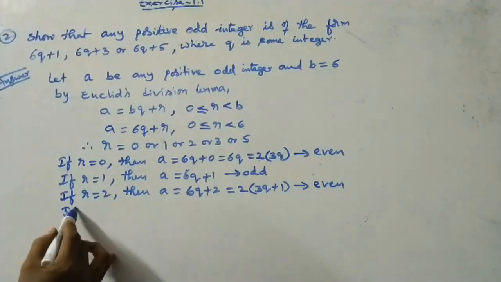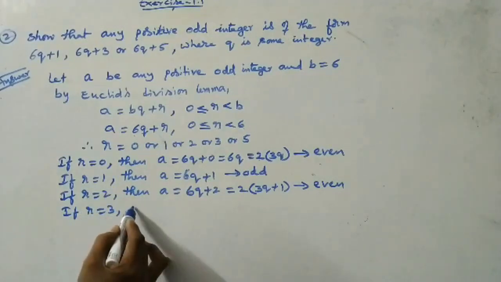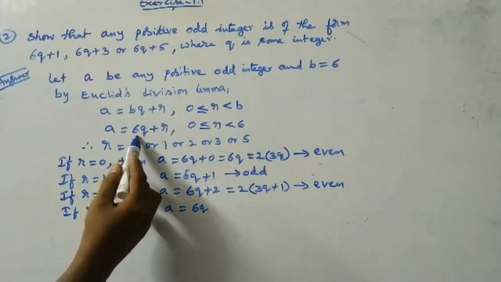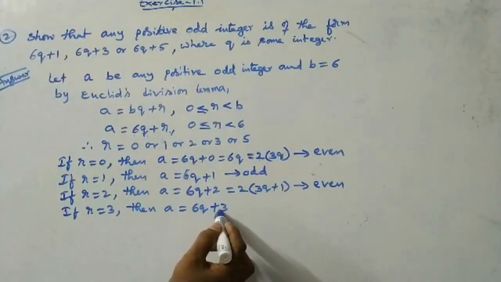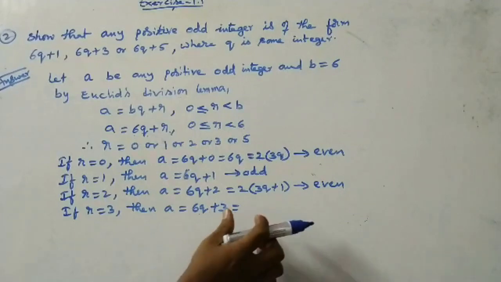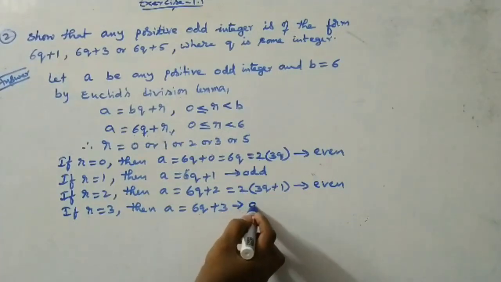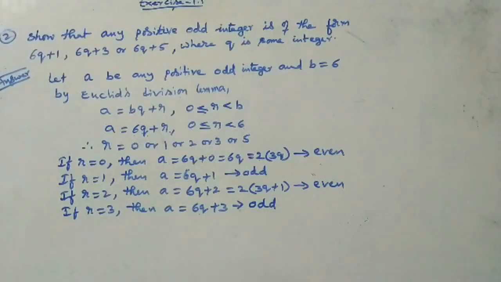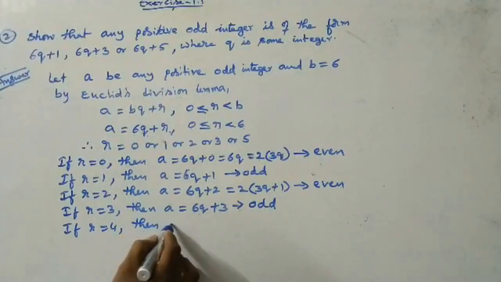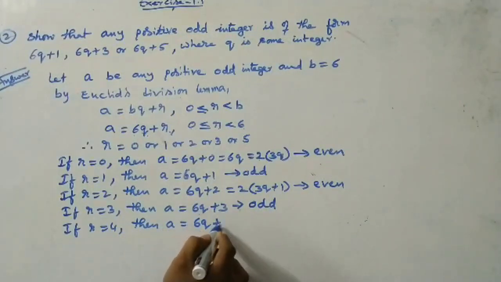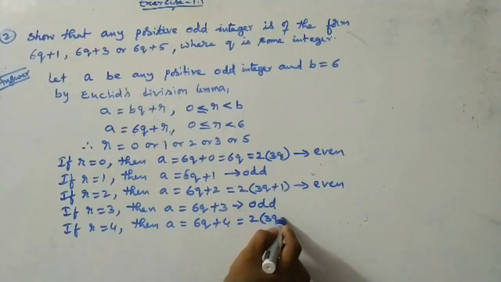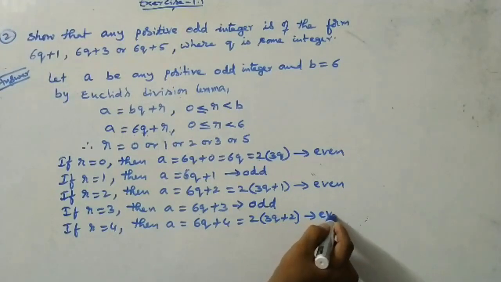Now observe, if r is equal to 3, then a is equal to 6q plus 3. Now this is even number plus odd number, we will get an odd number. If r is equal to 4, then a is equal to 6q plus 4. Here from these two we will take 2 as common, 2 into 3q plus 2. It is an even number.